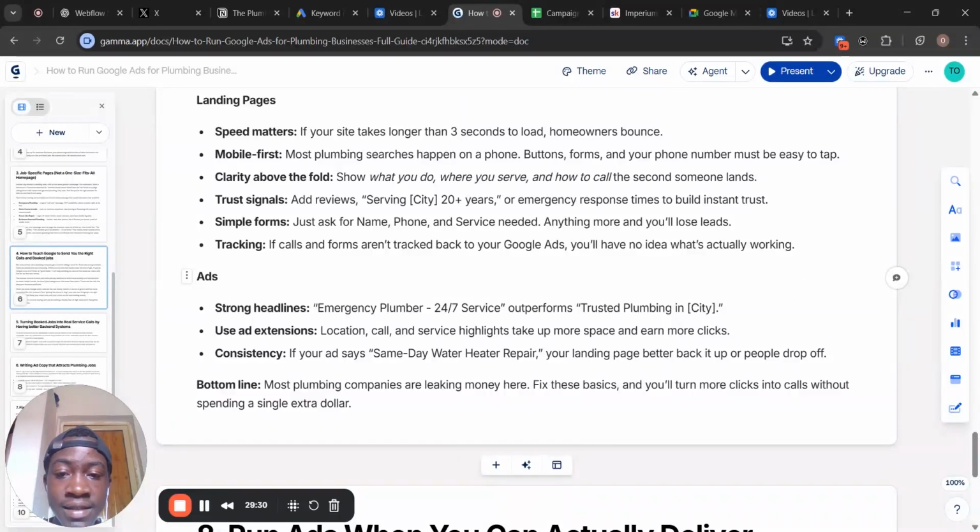So if your ad says same day repair, your landing page better back it up or people drop off. So the bottom line here is most plumbing companies are leaving money on the table here. Fix this and you turn more clicks into calls without spending a single extra dollar.